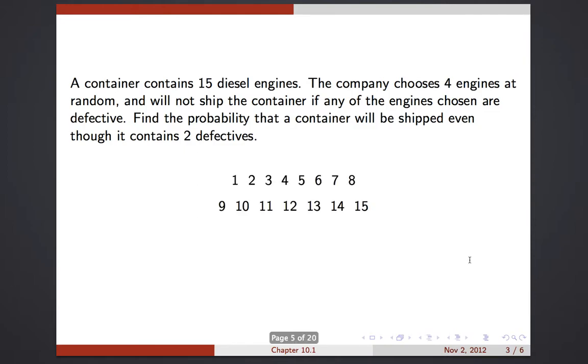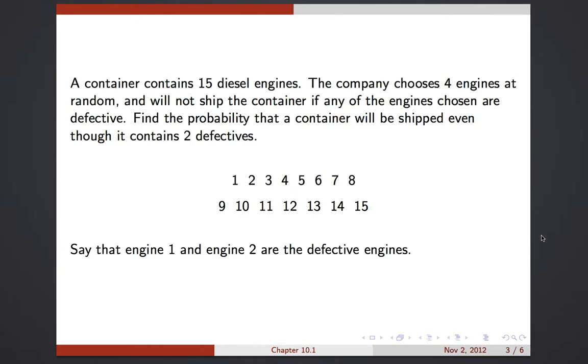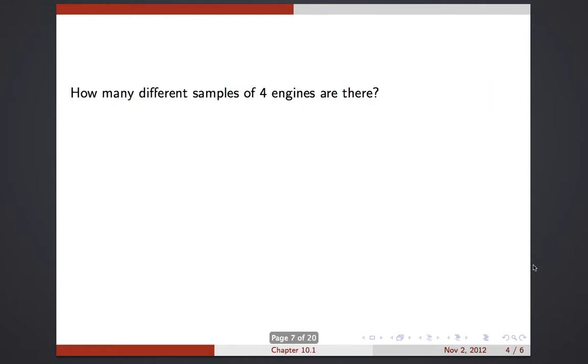Okay, so let's think about this. First of all, it's nice just to have a visual, so let's just picture the container as having 15 engines, and let's call them engine 1, engine 2, etc., up to engine 15. And there are 2 defective engines in there, so let's just say that 1 and 2 are the defective engines, just for simplicity. The logic of the problem doesn't care which 2 of these numbers represent the defective ones, so you could say let 5 and 13 be the 2 defective engines, but whatever, just give the defective engines whichever 2 numbers you care about. So for me, that's 1 and 2.